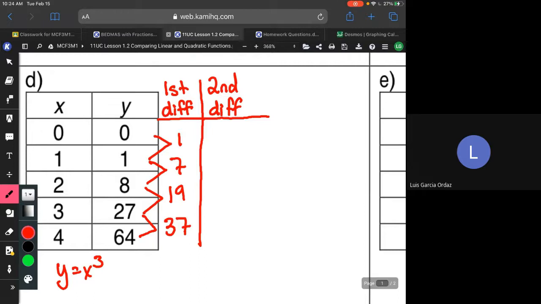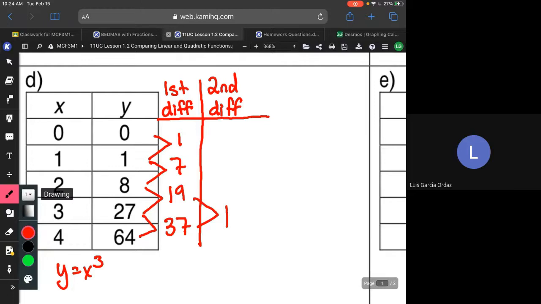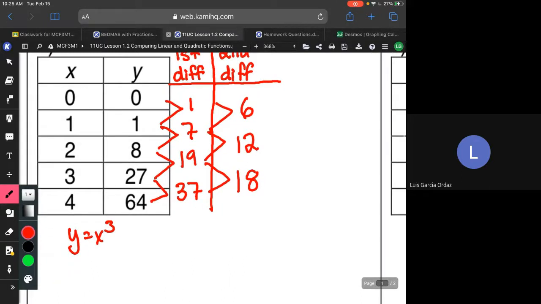So 37 minus 19, 18. 19 minus 7, 12. And then I have 7 minus 1, 6. Okay. Because the second differences are not the same, what can we just write? Neither. Therefore, neither.